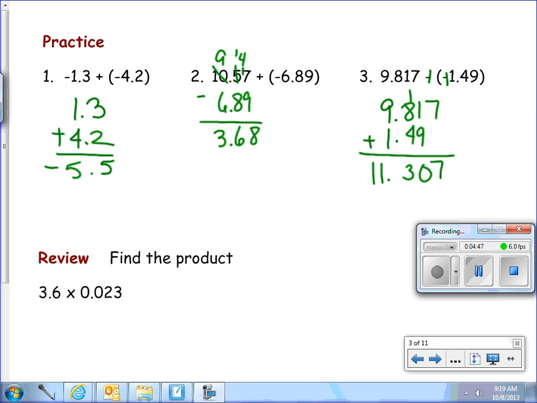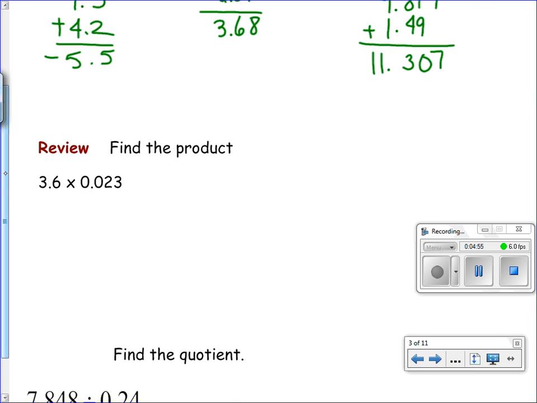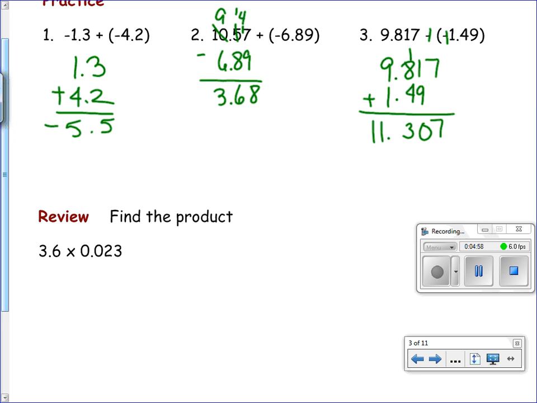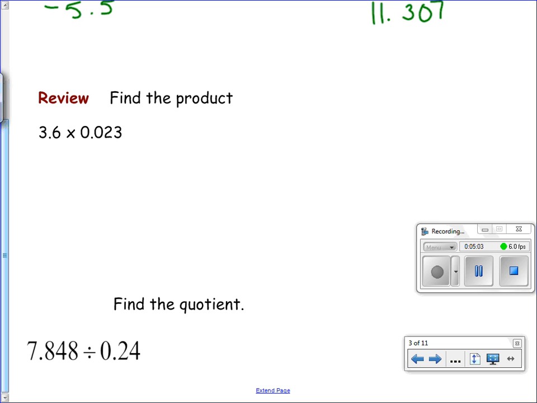Now, we're going to review when we multiply decimals. The difference in multiplying decimals and adding decimals. When you add decimals, as we did in these examples, you line the decimals up and then add. When you're multiplying decimals, you set the problem up, multiply as you would whole numbers, and then the number of decimal places that are in each factor is the number of decimal places that you move over in your answer. Let me give you a model of this.